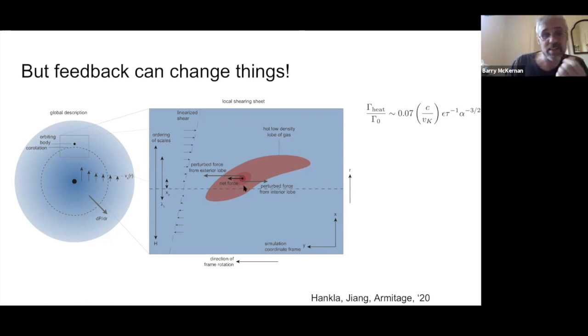What that does is it provides a torque on the embedded object, and that torque can be comparable to the migration torque that I told you about that can move things inwards typically in disks. The difference in this case is this torque prescription mostly acts outwards. And so now we have this extra complication that things that might otherwise smoothly migrate inwards can, depending on the disk properties, maybe migrate outwards.